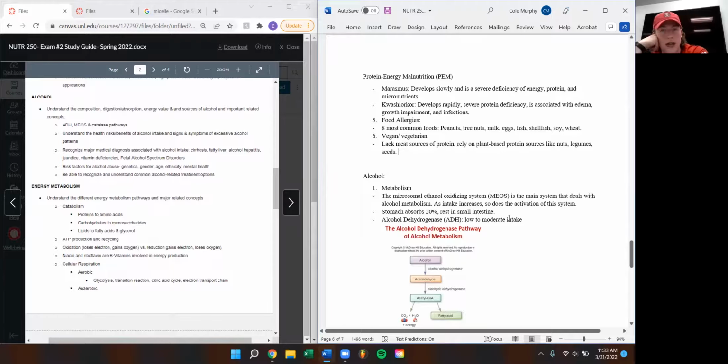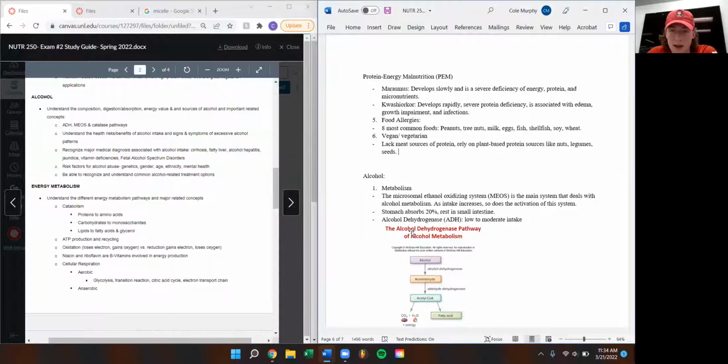So talking about alcohol metabolism, you have the microsomal ethanol oxidizing system, or MEOS. So this is the main system that deals with alcohol metabolism. And as you're drinking more alcohol, the rate of it begins to increase. So as intake increases, so does the activation of this system. Knowing that your stomach absorbs about 20% of the alcohol, and then the rest is absorbed in the small intestine. That small intestine absorbs a ton of stuff.